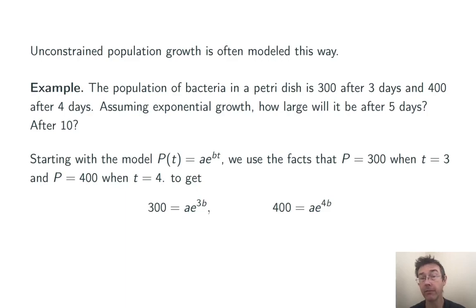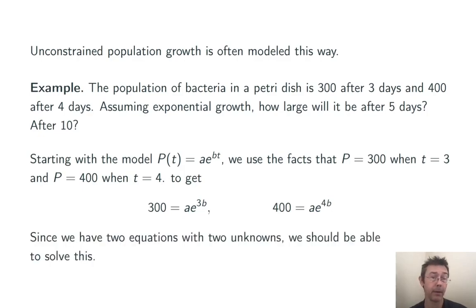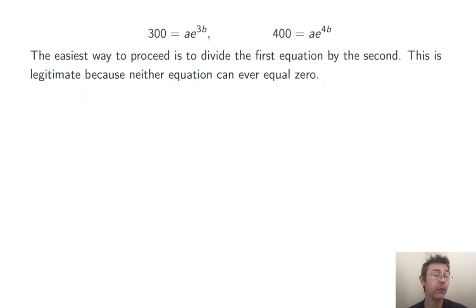And then I'm just going to take the values that I'm given and plug them in. I get these two equations, 300 equals ae to the 3b and 400 equals ae to the 4b. Here we have two equations with two unknowns, a and b, so we ought to be able to solve these. The easiest way to proceed is just to divide one equation by the next. And we can get away with this because neither equation can ever equal 0. These are populations. When we divide, the a's immediately cancel.